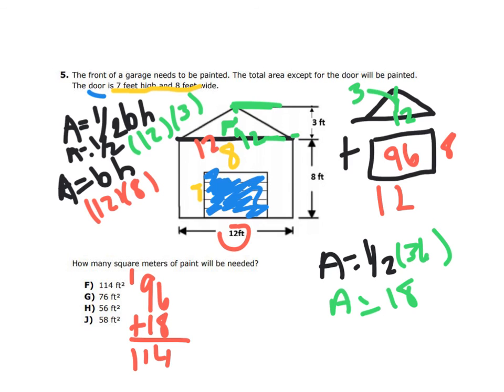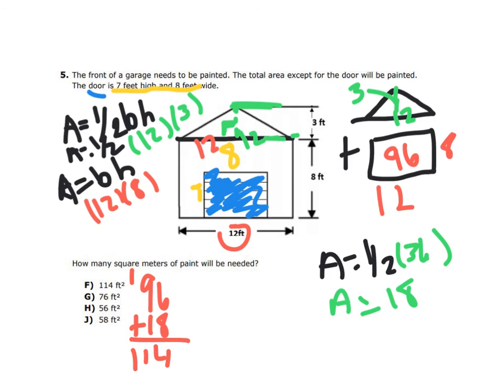But this is pretty close to a real life situation. When you guys eventually grow up and own your own houses and you have to paint your homes, you don't want to paint your garages because they're made of different materials. So you need to figure out, well, how much paint do I need to buy? Well, I don't need to paint the whole front. I just need to paint what is non-garage door. So I got to figure out the area of the garage door.